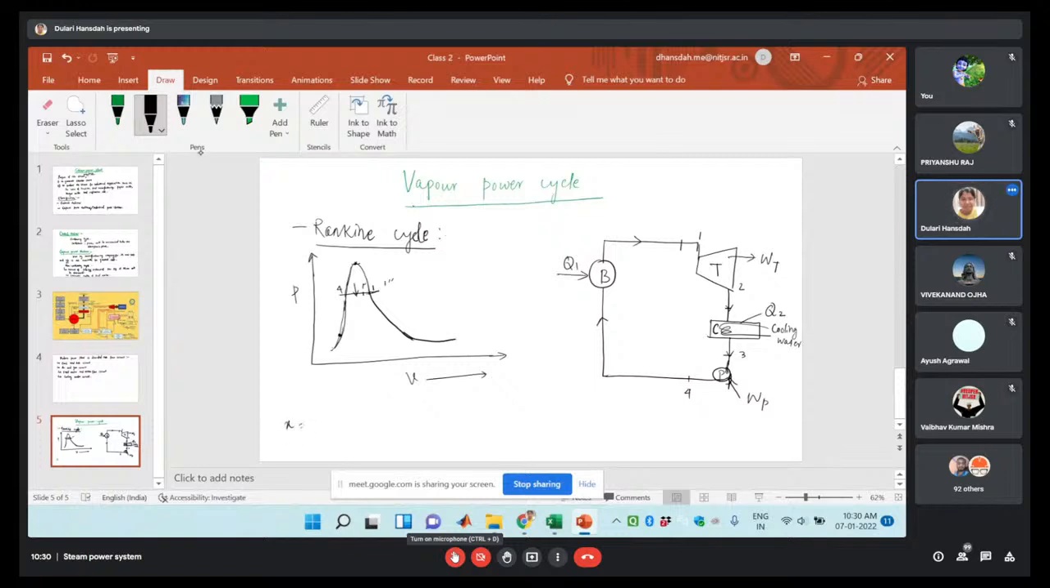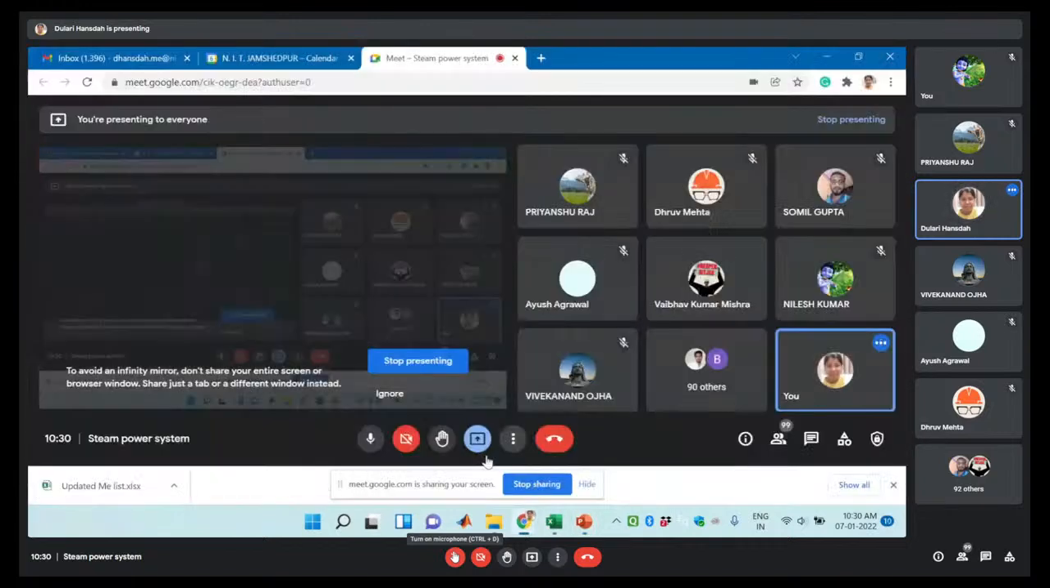What is the name of X, Ayush? Dryness fraction. Very good. Dhruv and Ayush both have given the answer, I think. Yes, ma'am. Okay.